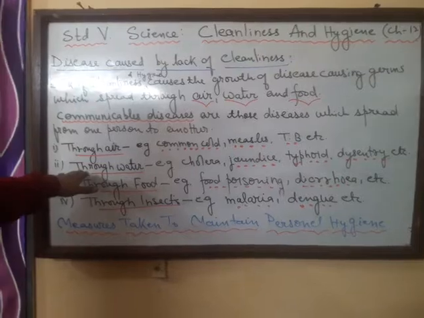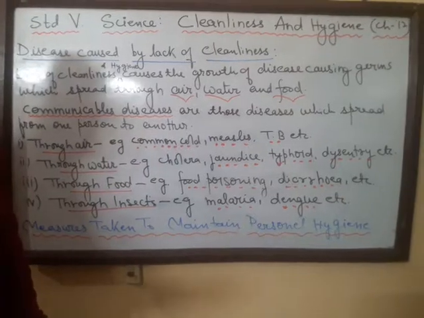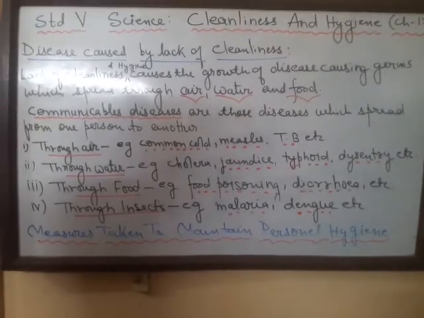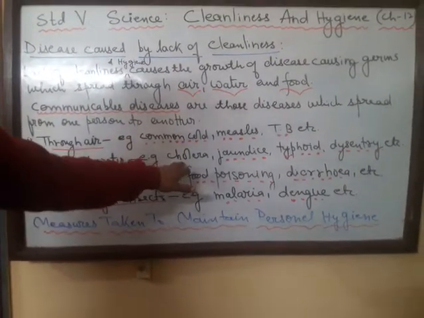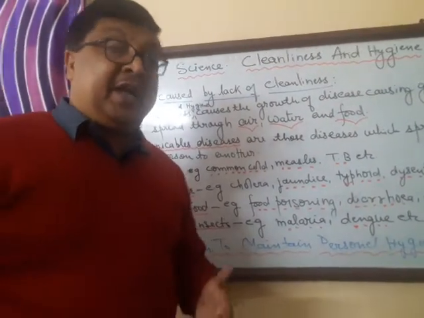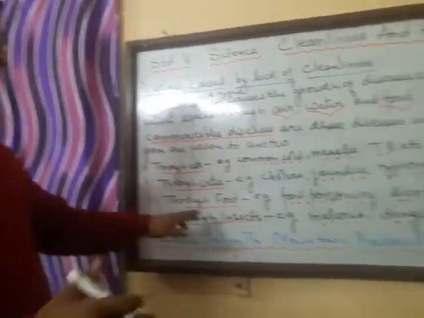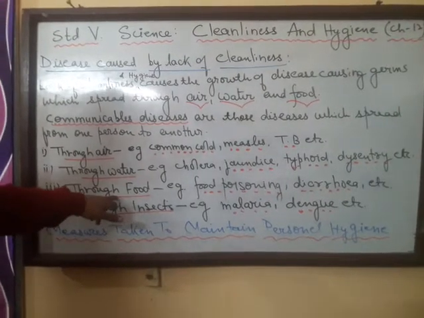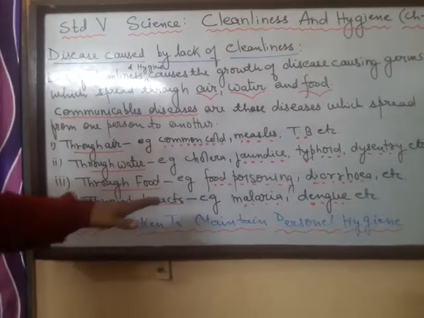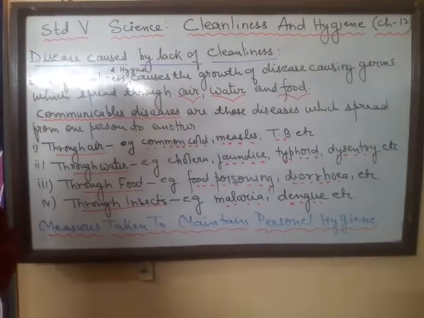Next, the diseases which spread through infected water. Very often we talk about drinking clean water. If the water is not clean, if it is not free from germs, it will cause various types of diseases like cholera, jaundice, typhoid, dysentery, etc. And very often it can take the shape of an epidemic also. That means it can infect many people at the same time. Now through infected food, if the food is uncovered and not properly kept, it can cause food poisoning, diarrhea and other types of diseases in our body.